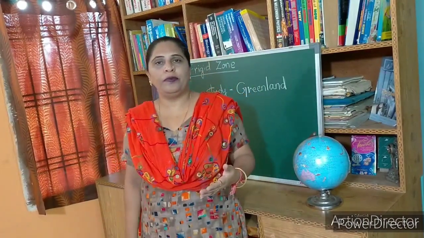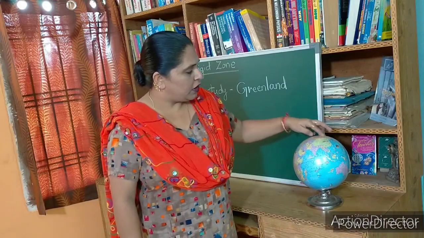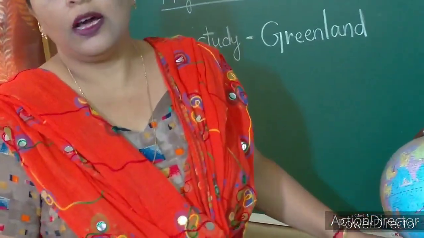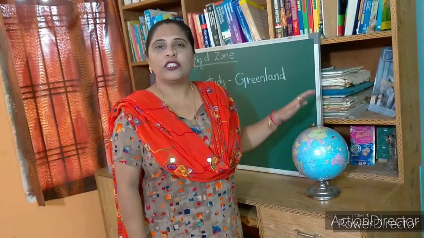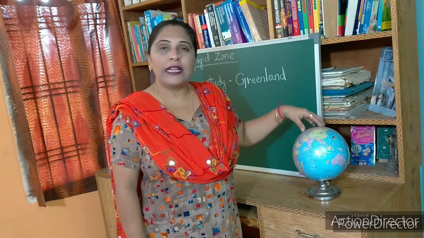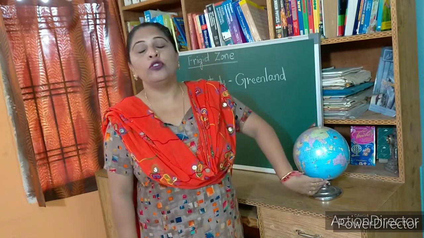Now, before going into the chapter, let me show you the frigid zone. Just remember, frigid is like fridge. The top countries and the bottom countries are known as the frigid zone because they don't get adequate light, and what light they get is slanting, due to which this region is almost frozen throughout the year.